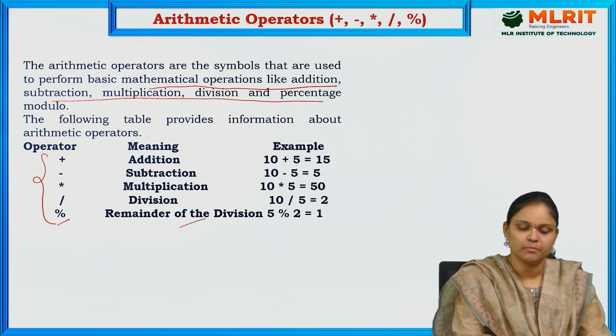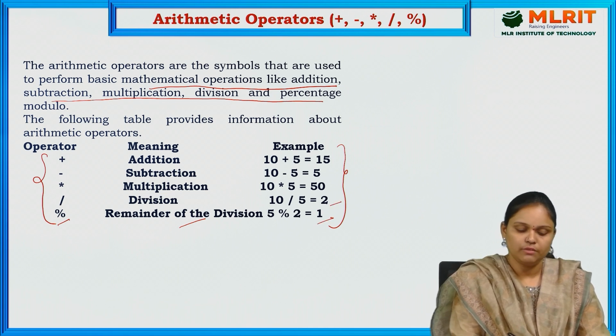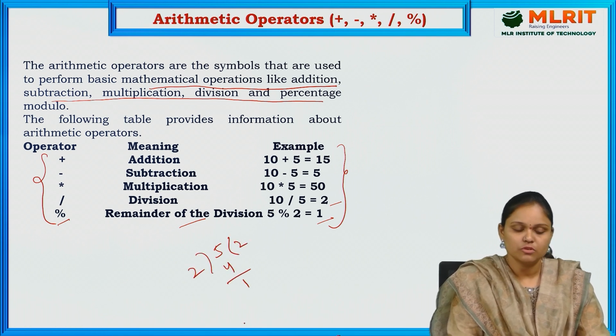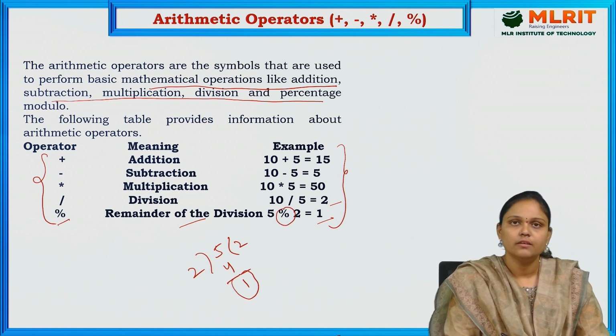Next, coming to the example, if you are doing 10 plus 5, we'll get the answer as 15, and 10 minus 5 is 5, 10 into 5 is 50, 10 by 5 is 2, and 5 modulus 2 is equal to 1. If we divide 5 by 2, it goes 2 times and we'll get the remainder as 1. So if you are using the modulus operator, we take the remainder as the result. If you are using division as the operator, then we take the quotient as the result.